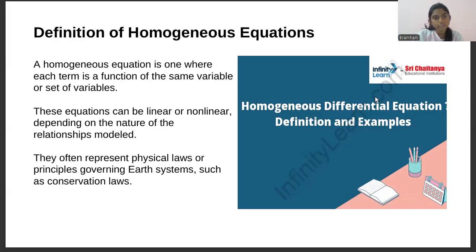Here we can see that a homogeneous equation is one where each term is a function of the same variable or set of variables. This can be linear or nonlinear depending upon the nature of the relationship modeled. They often represent physical laws or principles governing Earth systems such as conservation laws. We may have heard about many conservation laws. So basically, a homogeneous equation means each term is a function of the same variable or set of variables.